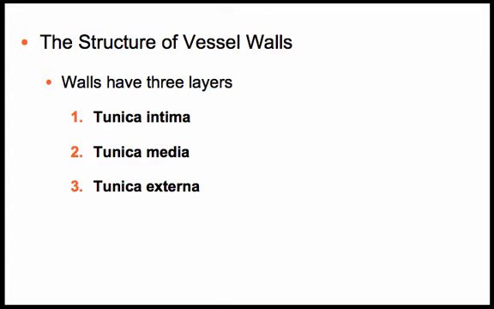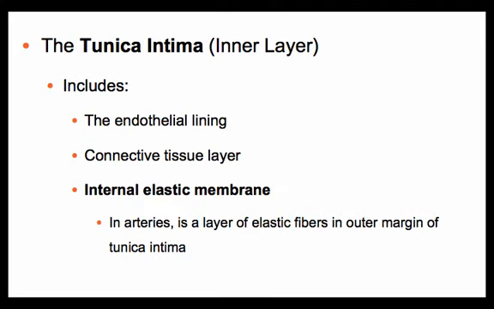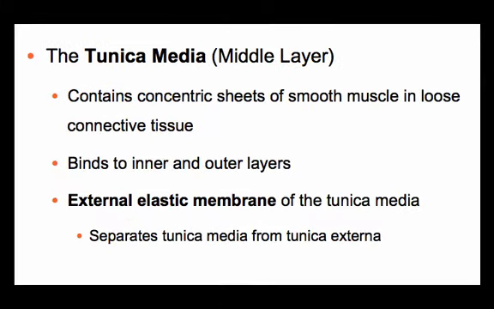The vessel walls have 3 layers: the tunica intima, the tunica media, and the tunica externa. The tunica intima has an endothelial lining and a connective tissue layer. In addition, in arteries, an internal elastic membrane lines the outer margins of the tunica intima. The tunica media, or middle layer, contains concentric sheets of smooth muscle in loose connective tissue. The tunica media binds to inner and outer layers of the vessels.